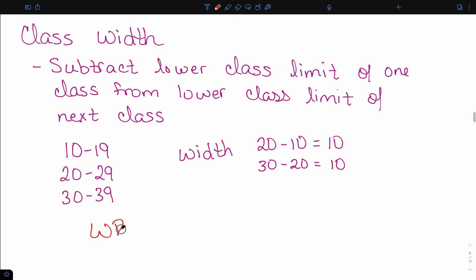One wrong thing that people do quite often is to subtract lower and upper class limits. To see the width is 19 minus 10, and to get 9. However, this is in fact an incorrect way to do it. We need to subtract a lower class limit from the lower class limit of the next class.